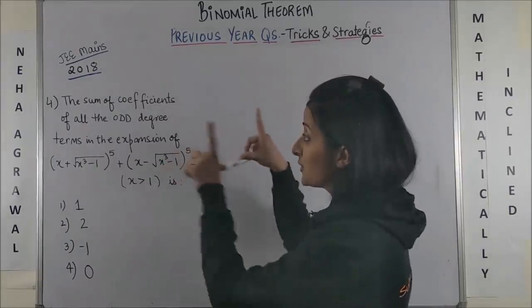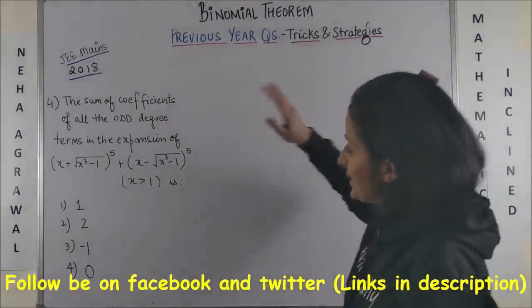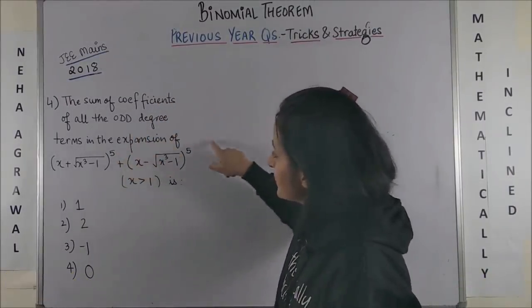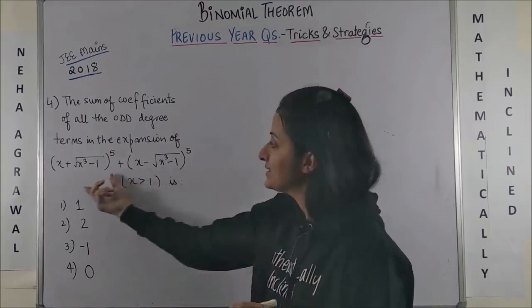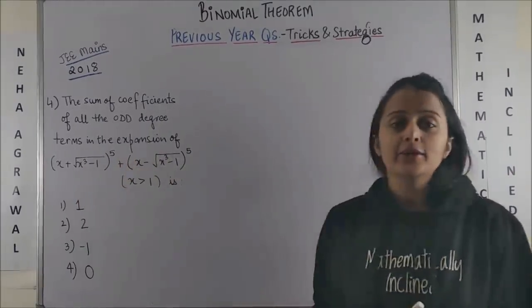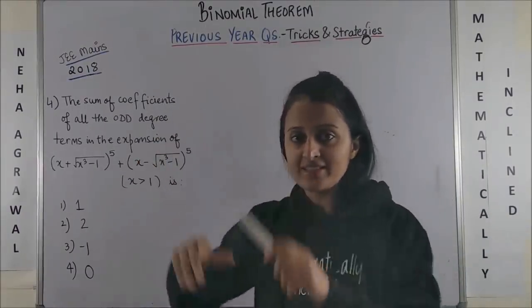Moving to the fourth one, looks very dangerous but is very simple. It says the sum of coefficients of all the odd degree terms in the expansion of, and you would see the same expansion with the plus or minus signs difference added. Okay, so first of all, let's just expand them and see when we add.